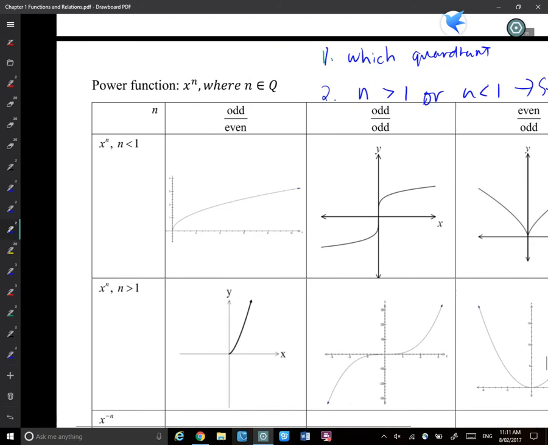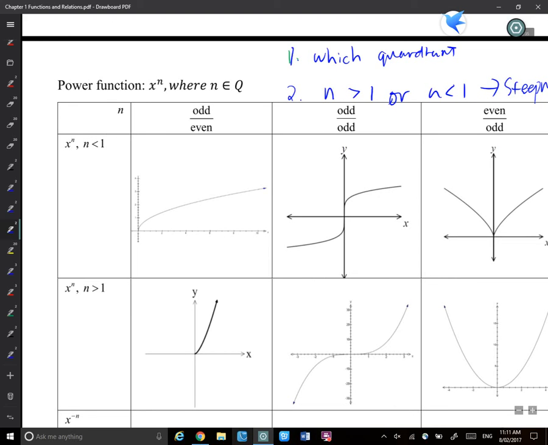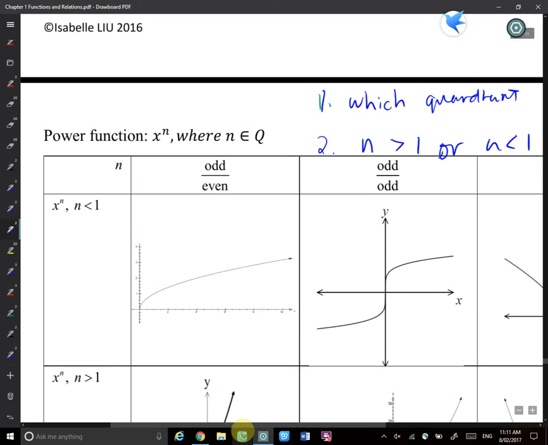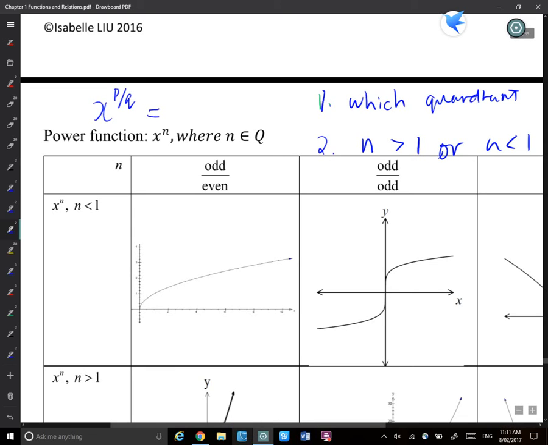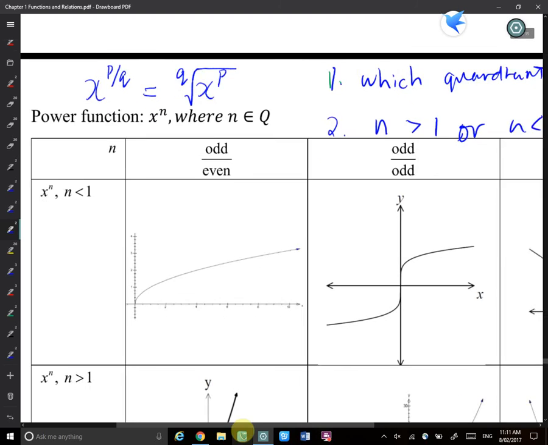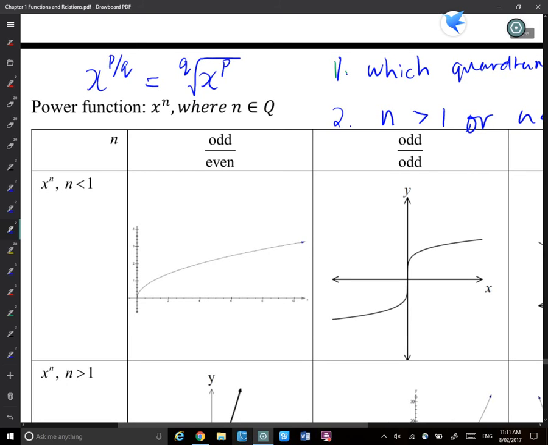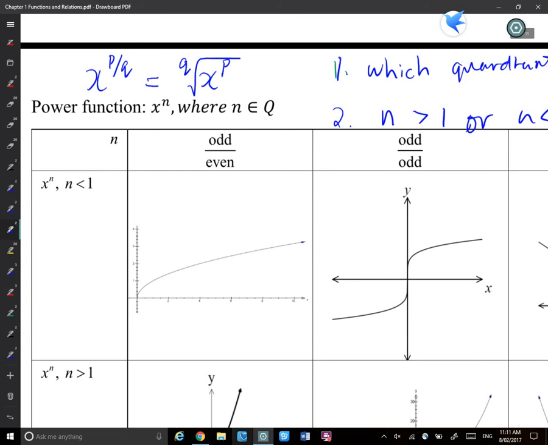So for the first thing, let's write our power in x to the power of p over q form. It's a rational number, p over q. What does p over q represent? It represents x to the power of p and then taking the q-th root. That's what it means for a fraction power: x to the power of p, and then you take the q-th root.